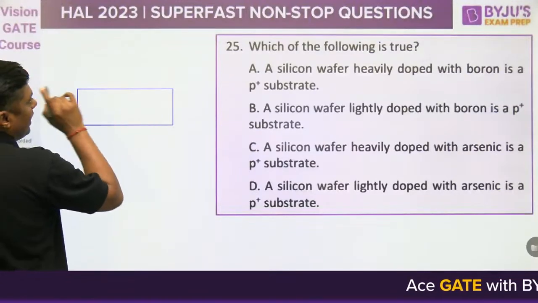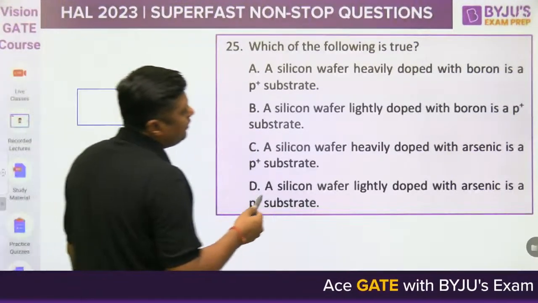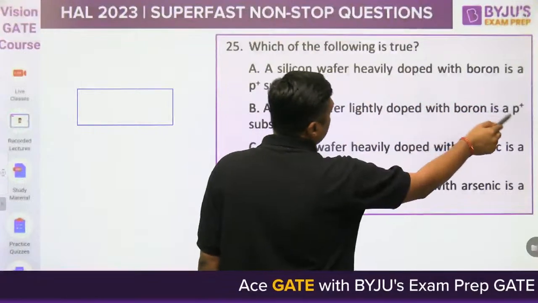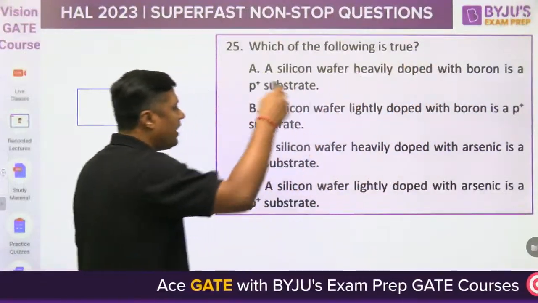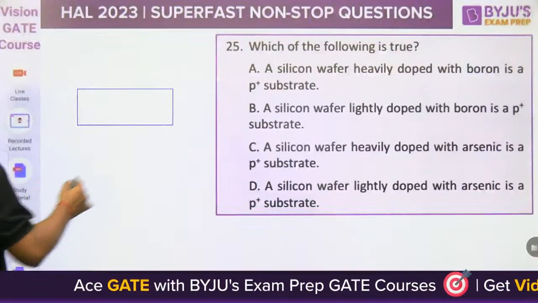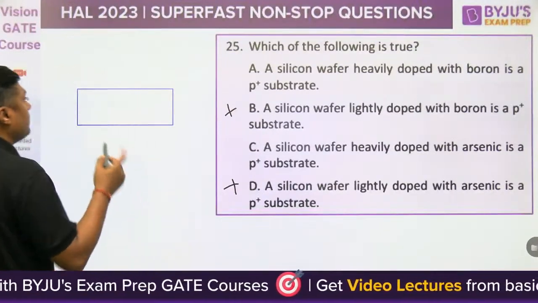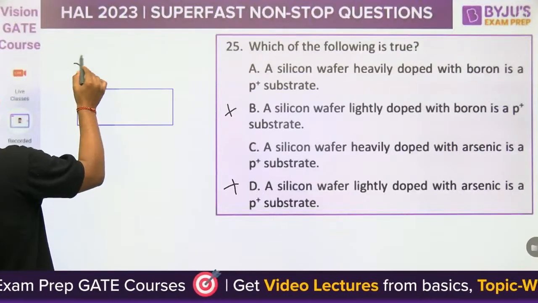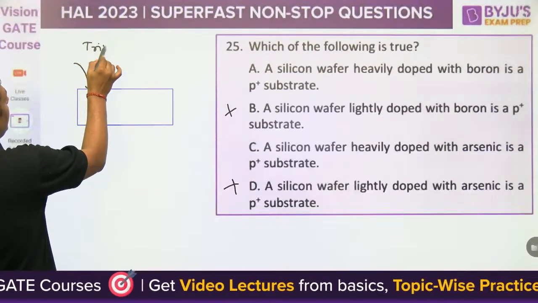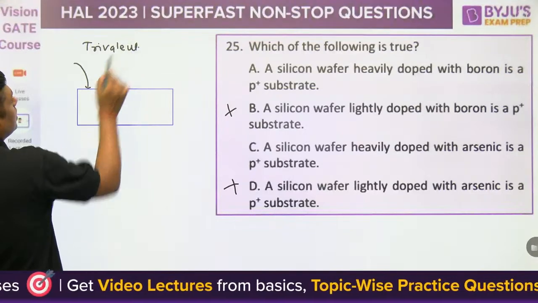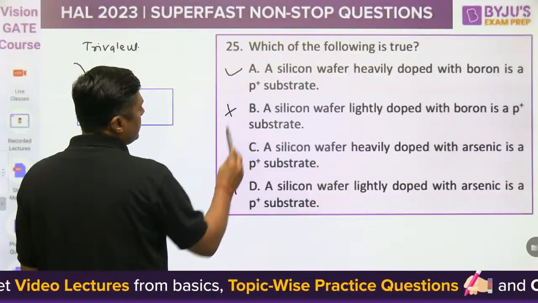When we are giving heavily doped, P positive is used. P positive means what? Heavily doped. So this is wrong, lightly doped is wrong. Now heavily doped and P type. For P type we have to give what? Trivalent impurity.